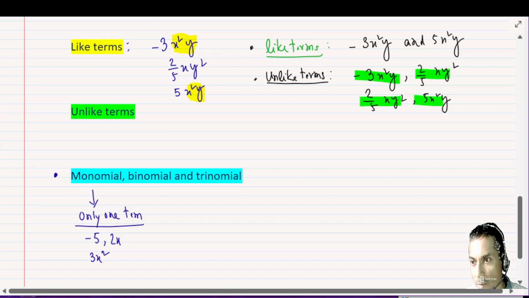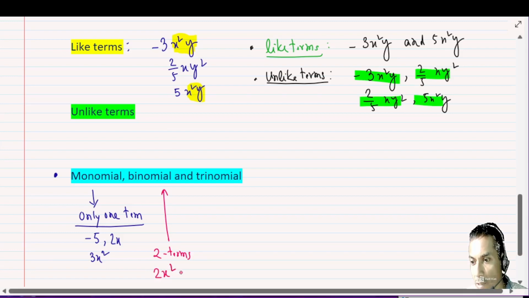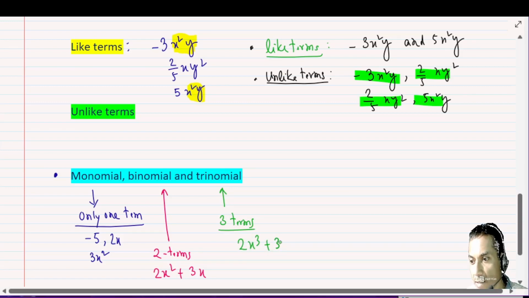So what is a binomial? A binomial has two terms. For example, 2x square plus 3x. Clear? And what is a trinomial? A trinomial has three terms. For example, 2x cube plus 3x square plus 2. Clear?